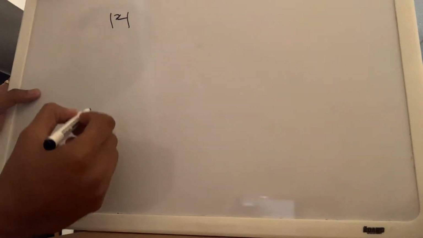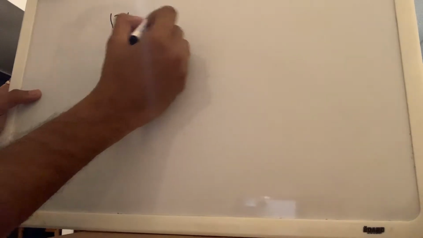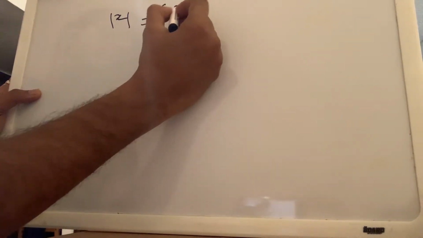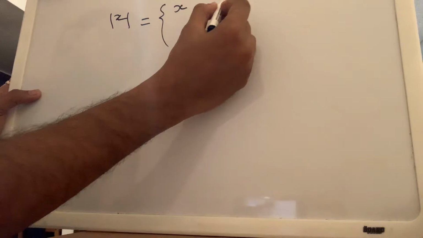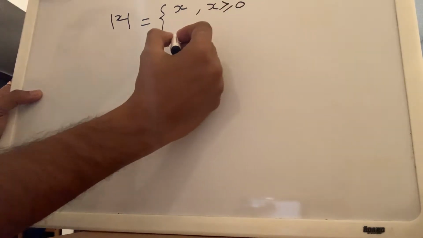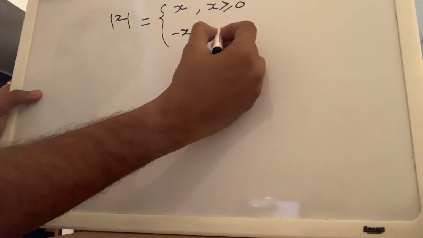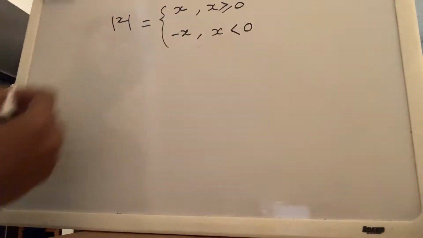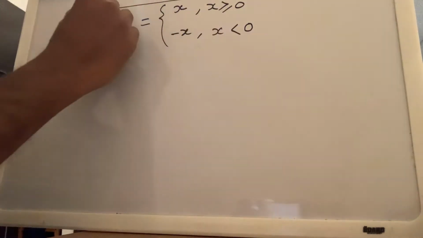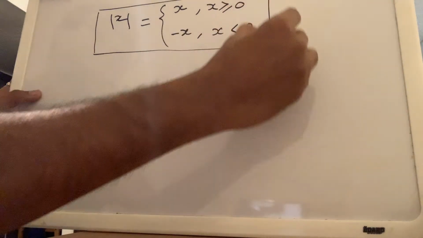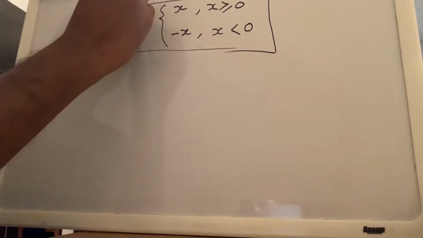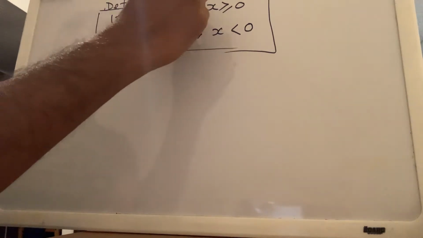Like we defined a variable x, basically, and these two vertical bars we denoted as the modulus, and we defined it as x when x is greater than or equal to 0, and minus x when x is less than 0. So basically this is the definition of modulus.